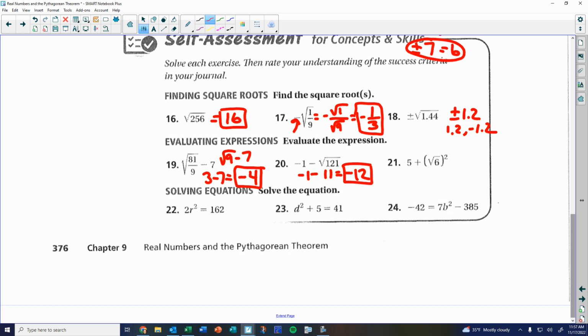Now, who can tell me, yesterday when we square a square root, what happens to the square root? Yeah, the square root goes away. It's just 6, right? It's just the radicand number. So basically, by squaring the square root, you get 5 plus 6, which is 11. The square takes the square root away, leaving you just the number underneath the radical.